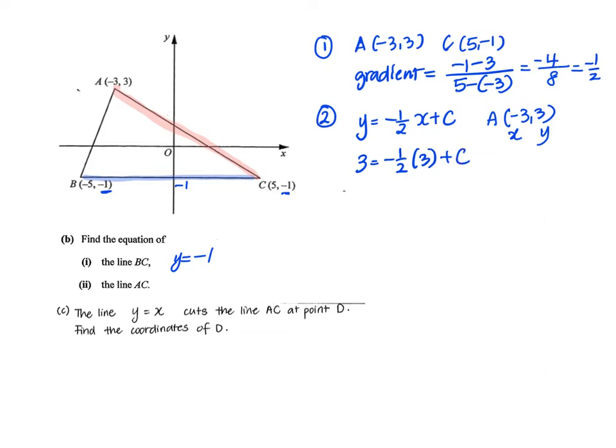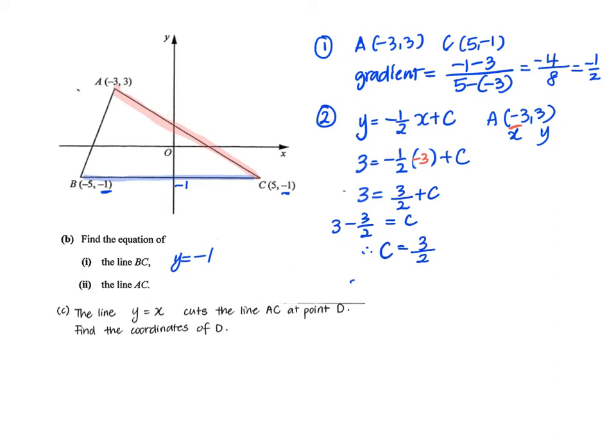Okay, so this will give me 3 equals to, oh, my x is negative 3, sorry. I wrote wrongly for my x value. x is negative 3. So negative times negative will become positive. This will become 3 over 2 plus c. c equals 3 minus 3 over 2. Well, for algebra, we do not write mixed numbers, so we will have to change it into an improper fraction. So in this case, I'll get 1.5, which is still 3 over 2.